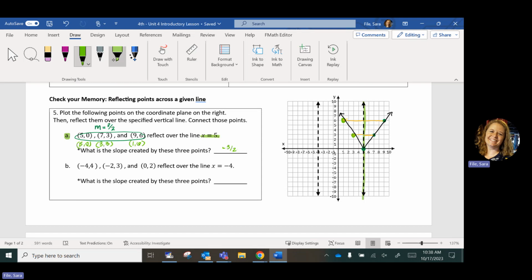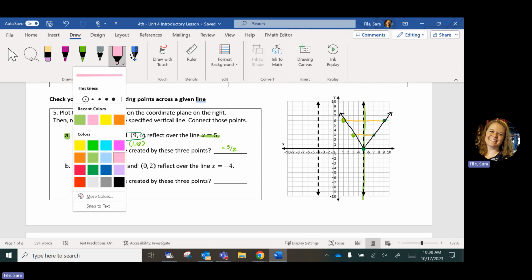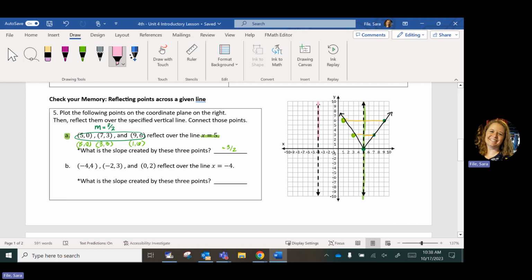Okay, let's do the same thing. Let me get a different color here. Do pink here. Let's look at this line at x equals -4. That's my axis of symmetry. Okay, and I'm going to plot these points at -4, 4, -2, 3, and 0, 2. Okay, first of all, before I do anything, can somebody tell me what the slope between those 3 points is?